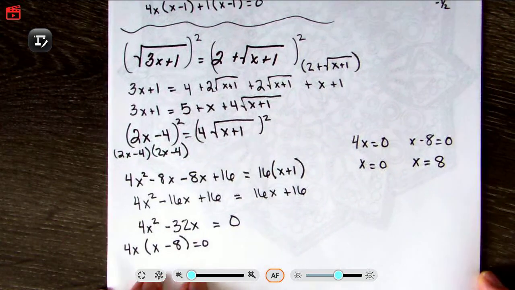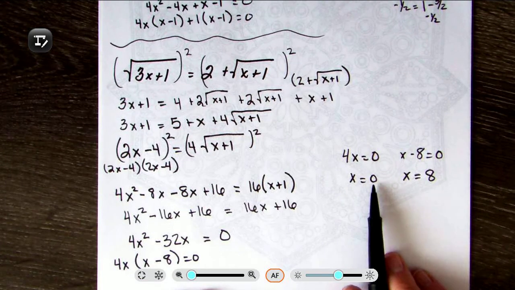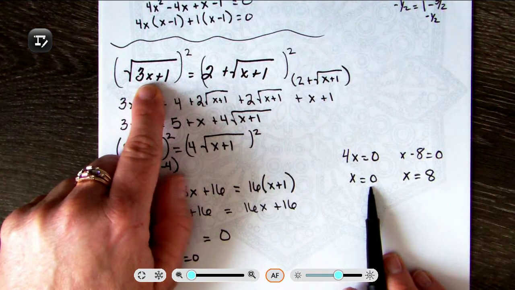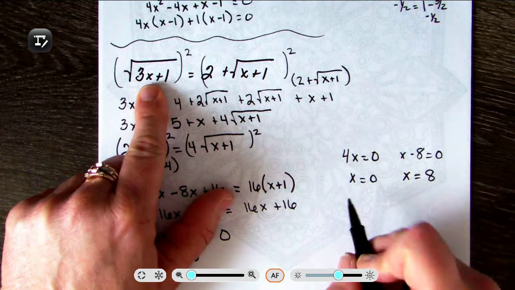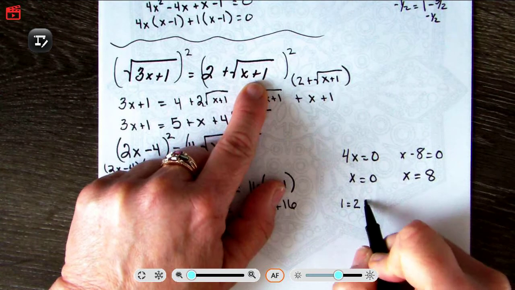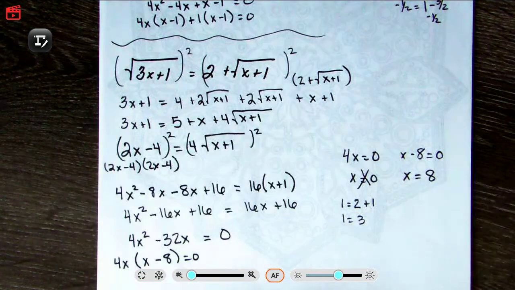And again, we are going to double check all of our answers. So substituting in here, we have 0 plus 1 is 1. So the square root of 1 is 1. It's supposed to be equal to 2 plus the square root of 1. So 1 is supposed to be equal to 3. That does not work. We gained an extra answer.